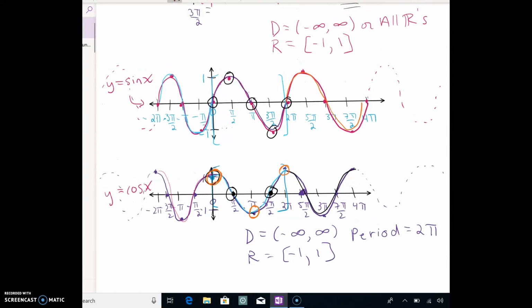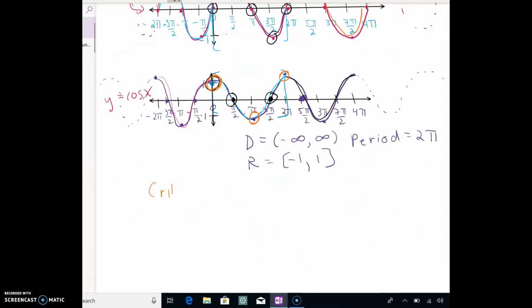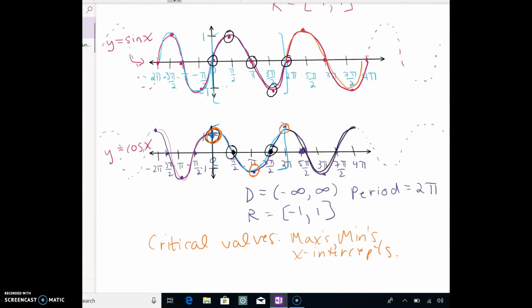Note these 5 values, the max, the min, and the 0s, I'm going to refer to as critical values. So anytime you hear me talking about critical values, that's the same thing as saying the maxes, the mins, and the x-intercepts. And all together for sine and cosine, we're going to have 5 of those critical values. Here we have 2 max, 1 min, and 2 x-intercepts. So there's 5 critical values altogether. Here we have 3 x-intercepts, 1 max, and 1 min on sine. So there's our 5 critical values altogether too.